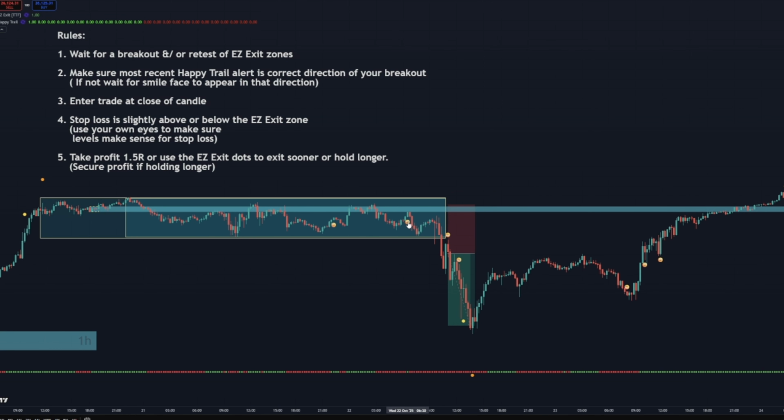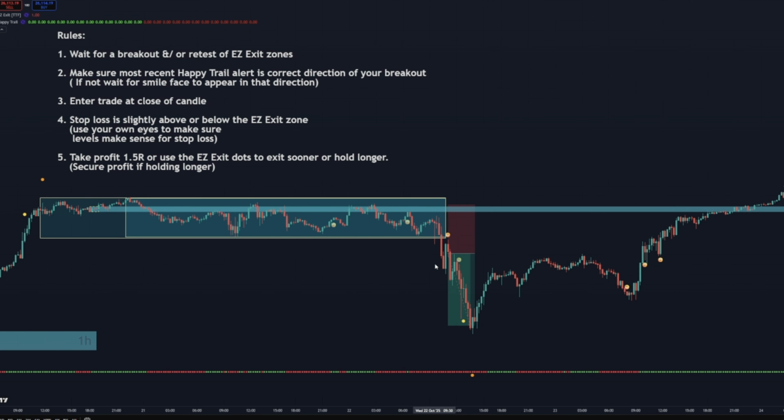If this did not print, but this one was upside down, then that would have been okay. But because this is upright, if this did not print, that would not have been an entry. The most recent smiley face to the left needs to be in confluence with whatever direction you are looking to trade that breakout with, or on the candle that you are looking to enter on. And in this case, we did happen to get that confirmation smiley face with our candle.